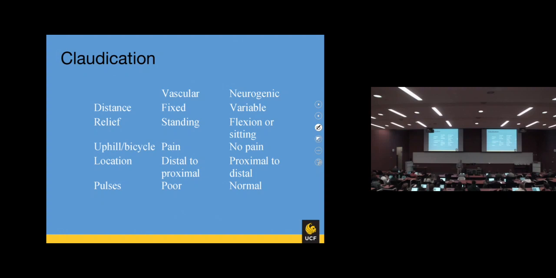Neurogenic is generally proximal to distal, so it starts in the butt and goes down to the thighs. And in the vascular, it usually starts in the calves and works its way up. And then, obviously, in vascular, you would expect poor pulses. Neurogenic, you would expect normal pulses. Has that been up long enough? You guys have this to look at later, right?